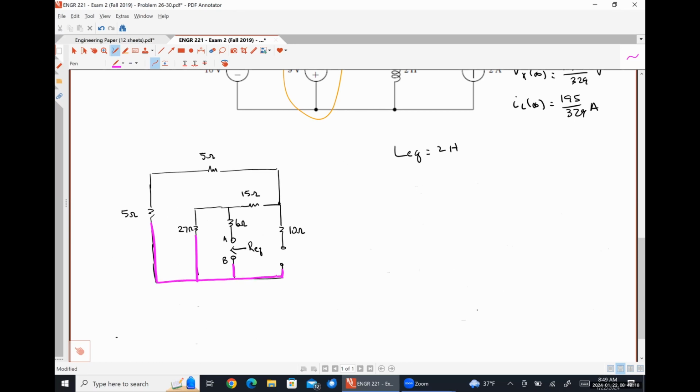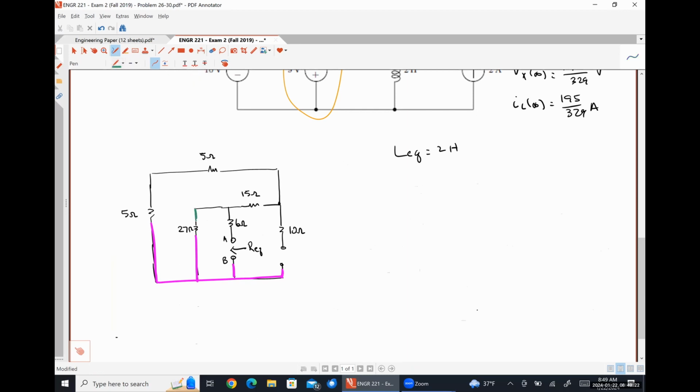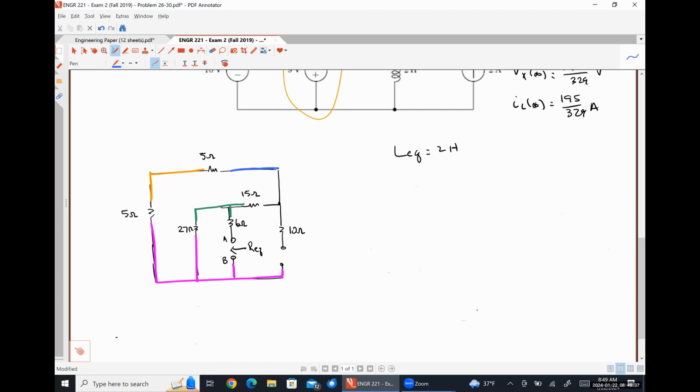All of this stuff down here in pink is node B. Everything here in green is going to be some node. We'll probably call it C in a moment. Here's a node. Here's a node. So A, B, C, D, and E.